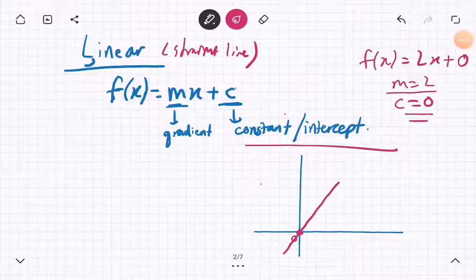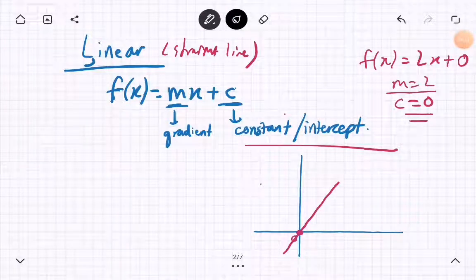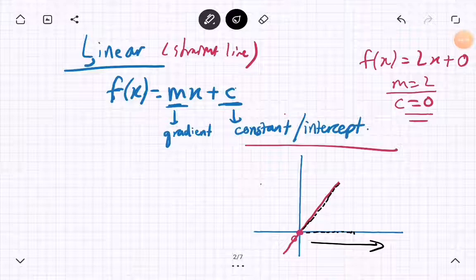And then m gives us the steepness of the slope. So here m is positive, right? Whenever m is positive, for a linear function, you'll get an ascending graph. So as x goes up, your graph goes like this, so your y values, or your outputs, are also going higher and higher. So that is linear functions.